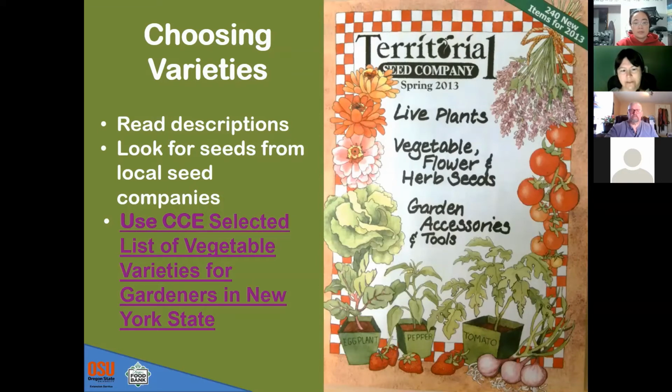And if you look here, this is a hyperlink. It is the very first link in the chat. The CCE Selected List of Vegetable Varieties for Gardeners in New York State also contains this information to help you fill out your planting plan. I know that some of you might not want to click away from what we're doing here, but do you feel confident that you can locate this information, or that you can find it in the seed catalog, or in other places, to help you fill out the planting plan?